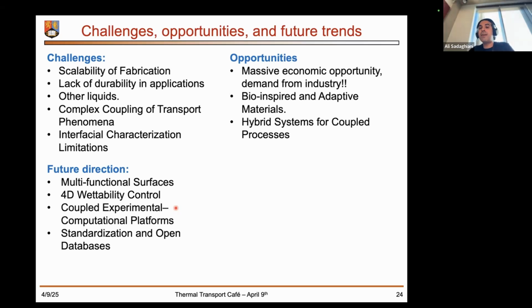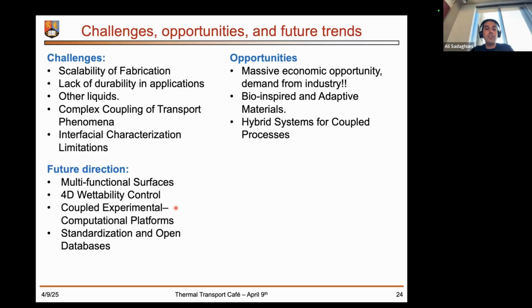The opportunities: there is massive economic opportunity from industry for this. There are bio-inspired and adaptive materials that can be used for these systems. The hybrid system that couples different processes at the same time is also one of the opportunities that requires exploitation.